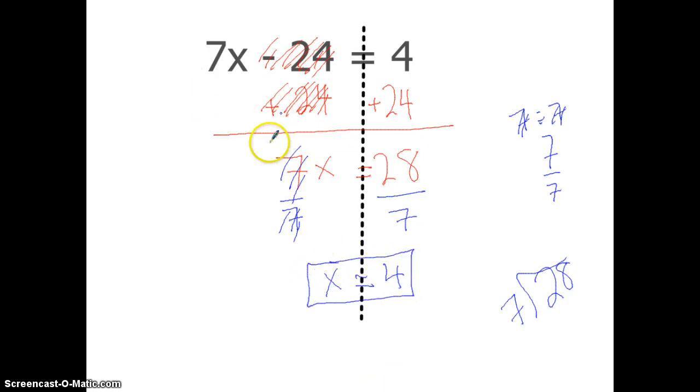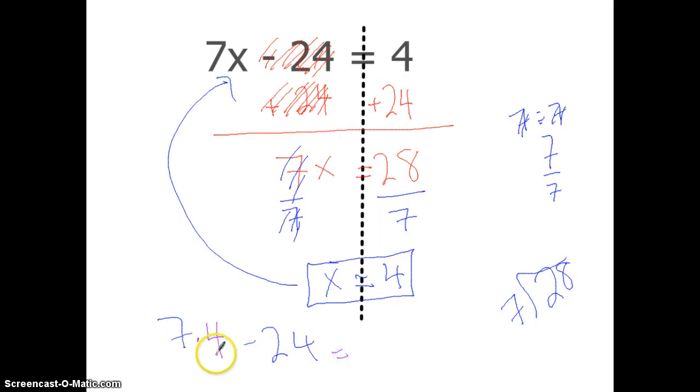All right, let's double check. If I were to evaluate the function 7 times x minus 24, by evaluating, I mean replace the x with what I know it's equal to, 4. So I'm going to replace the x with 4. I would get 7 times 4, which is 28, minus 24. And 28 minus 24 is 4. So in fact, 7 times x, if x is 4, minus 24 does give me 4. And that means when x is 4, I have solved this equation.